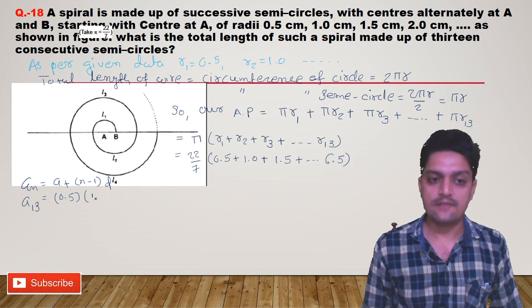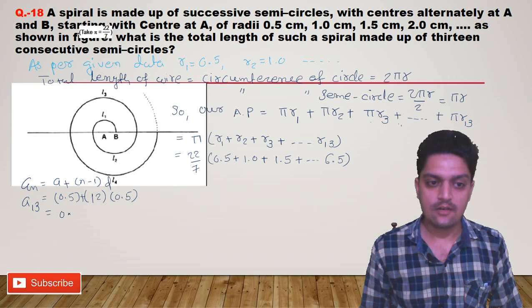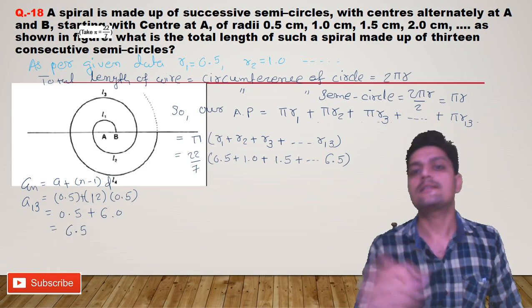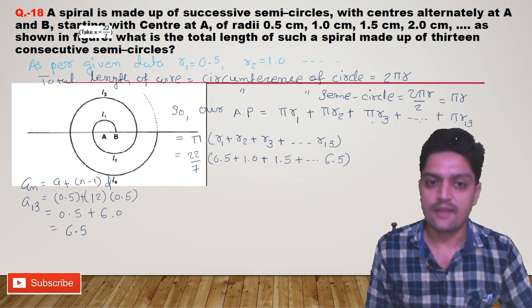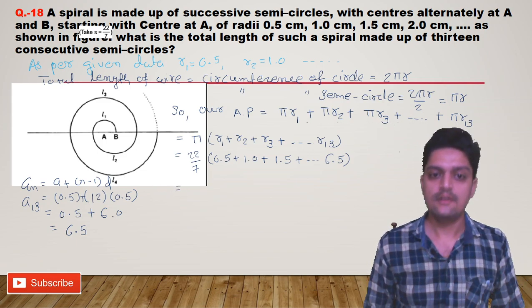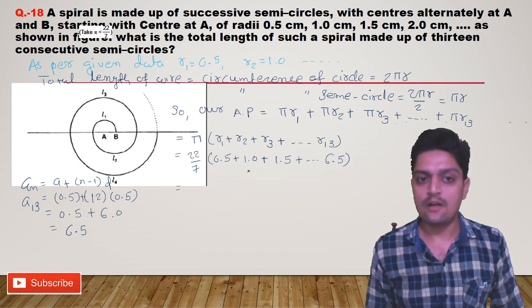So 13 minus 1, that is 12, and a is what? 0.5. So 0.5 plus, here plus sign. So 12 into 0.5 is what? That is 6.0. So 6.0 and 0.5, 6.5. Okay, so this 6.5 has come. So now it's so easy for you. Now you have to add all these numbers.